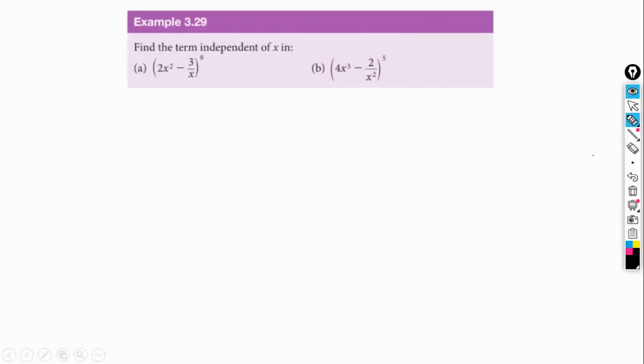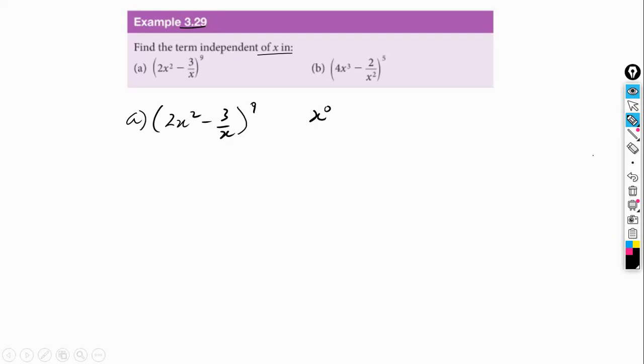Next, we're going to do example 3.29, and it says find the term independent of x in a. So let's do a, and it says 2x squared minus 3 over x to the power of 9. So what does it mean, the term independent of x? A term that is independent of x means that you're going to have a constant that is not multiplying x. In other words, x to the 0. Okay, so how can we get x to the 0?